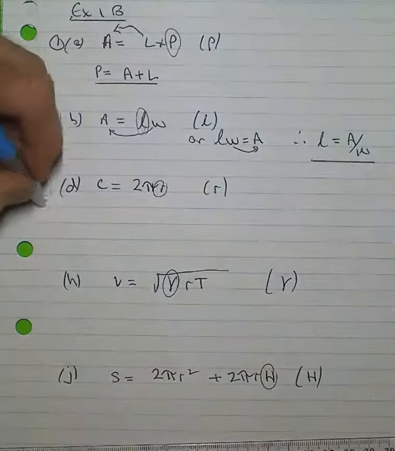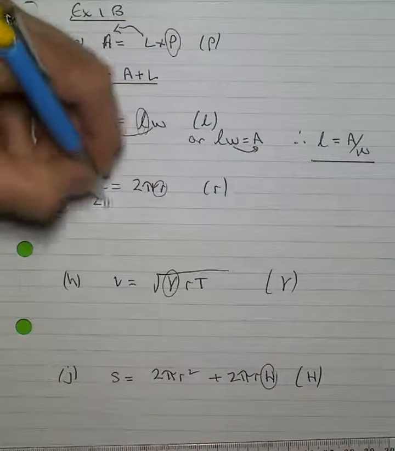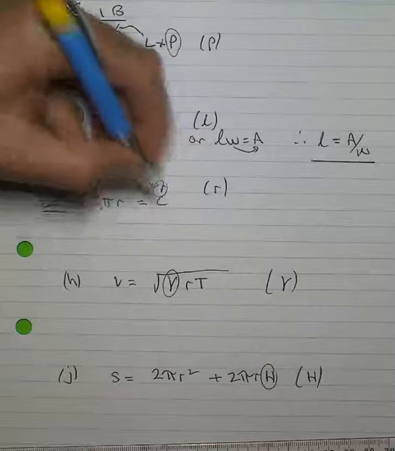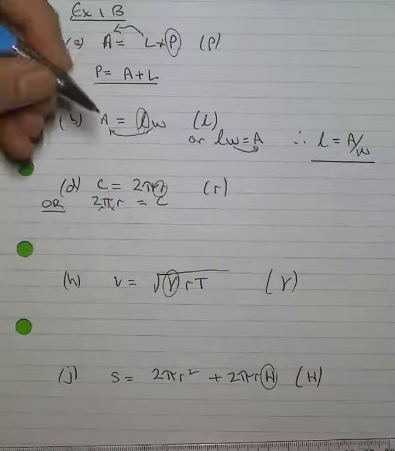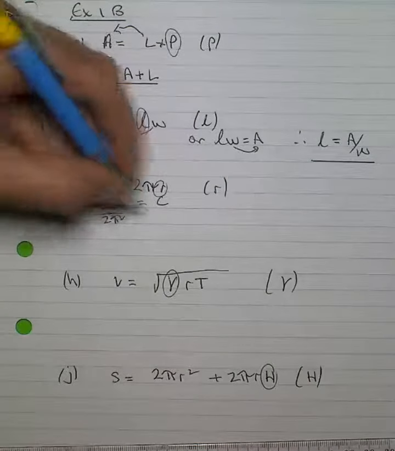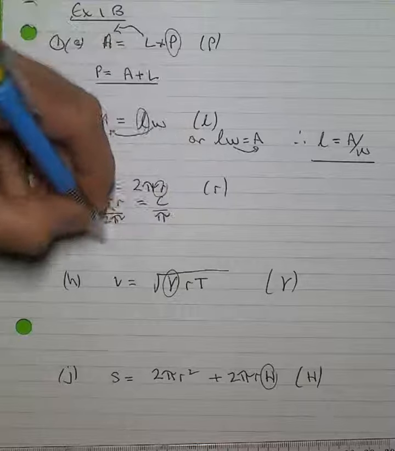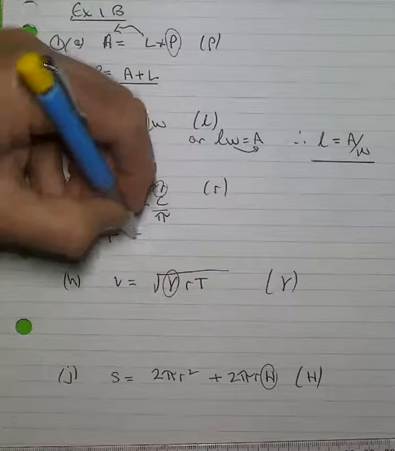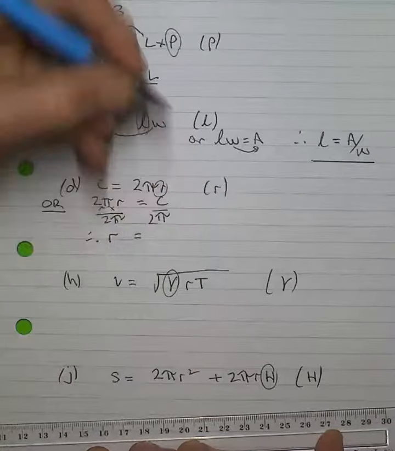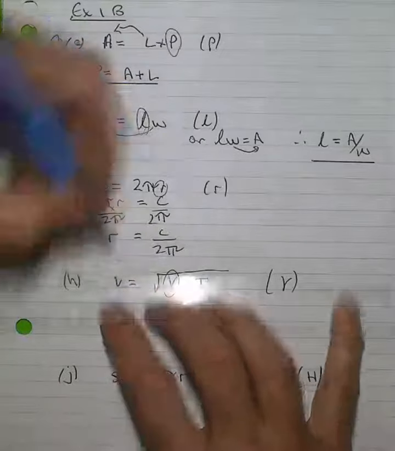I might rewrite D in a similar way. Remember, they're multiplications. So I can divide both sides by 2 pi. So therefore, R is equal to C over 2 pi as my answer.